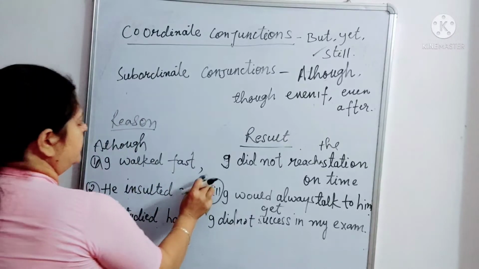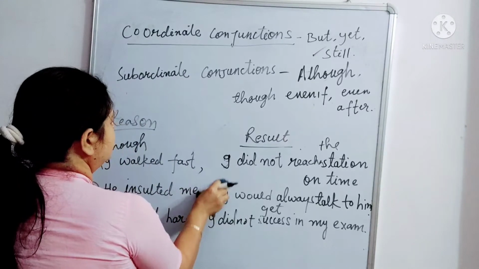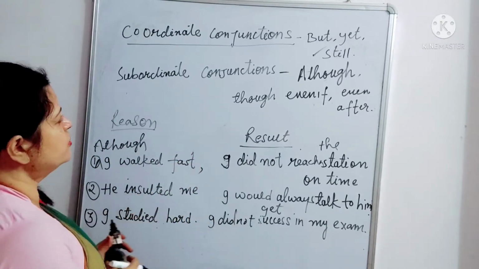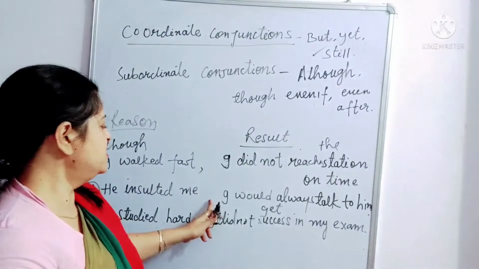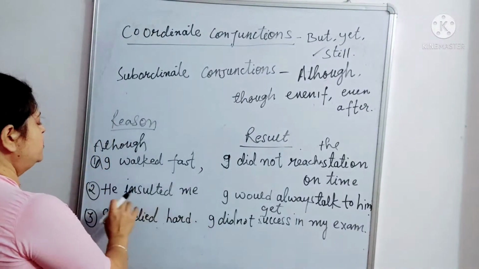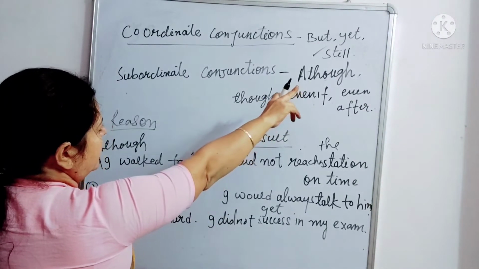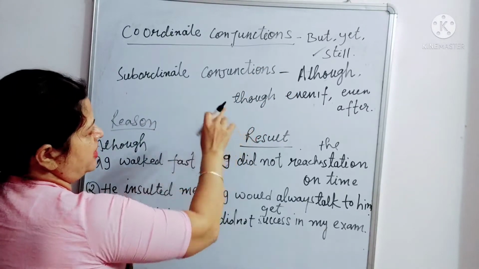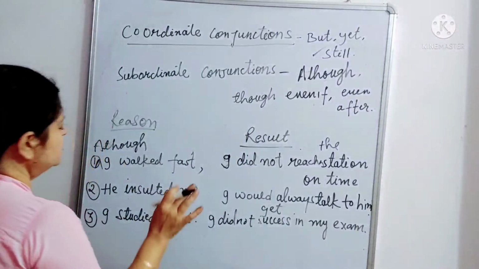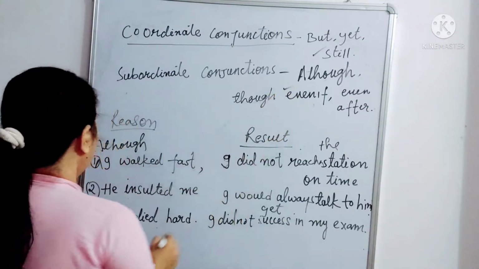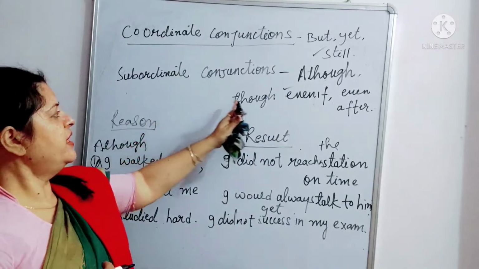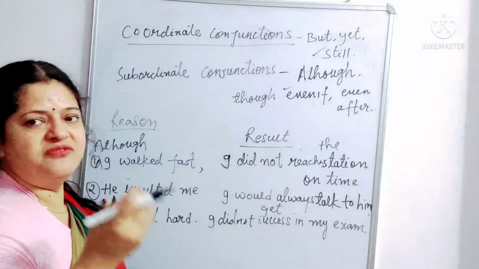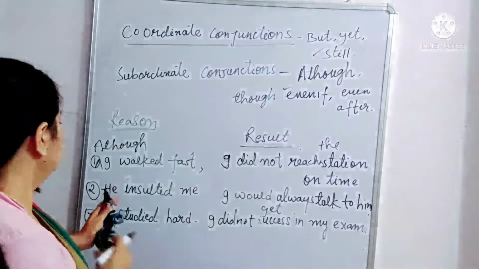And now I'm rubbing this and I am going to make it an adverb clause of concession or contrast by making it a subordinating clause. Now what I'll do is take one of the subordinating conjunctions: although, though, even if. Suppose I have taken even if. Now the subordinating conjunction, I will put it in front of the sentence which shows reason.